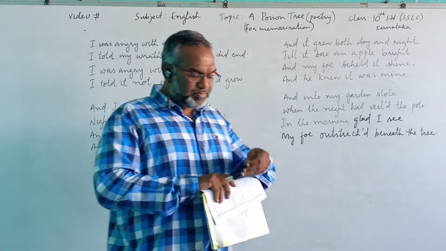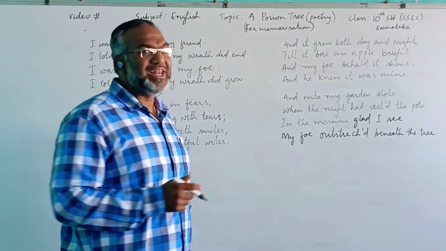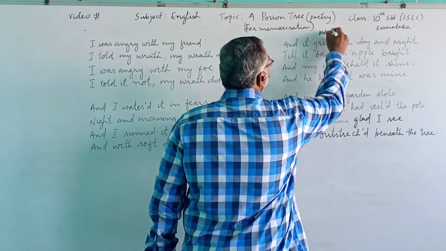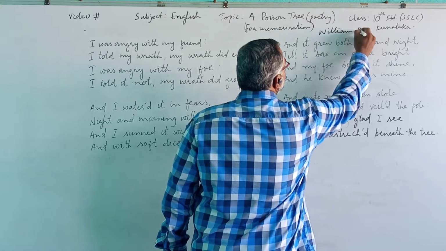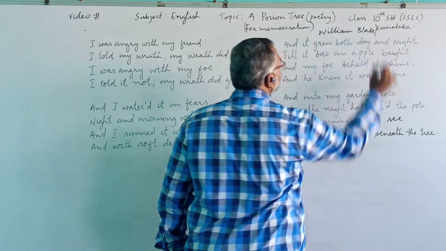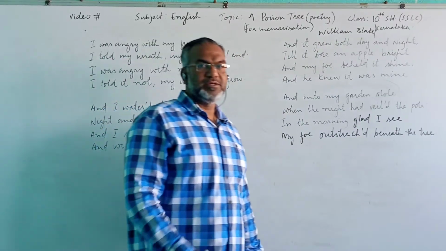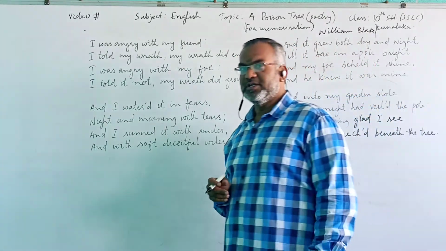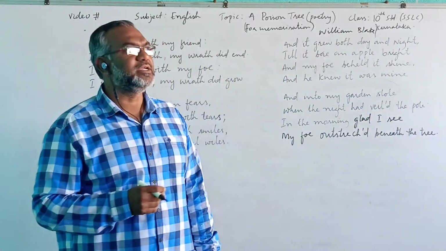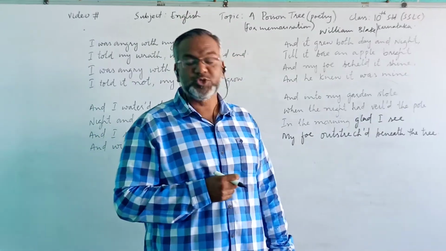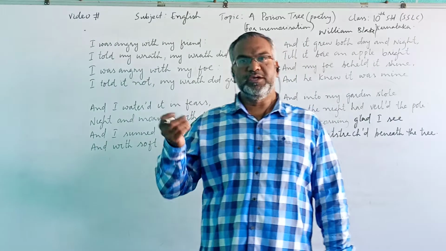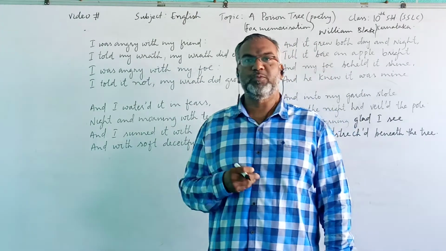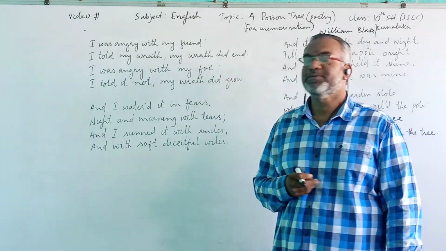Let me explain the poem. This poem is written by William Blake. The poet is William Blake. William Blake was born in England in the 18th century, that is 1757, and he died in the 19th century, that is in 1827. He lived during the period of symbolism and also the Romantic period of English literature.